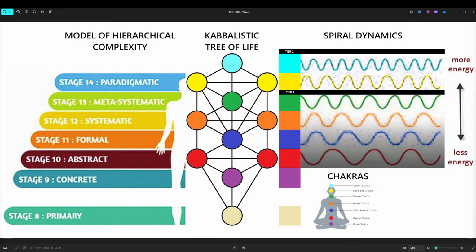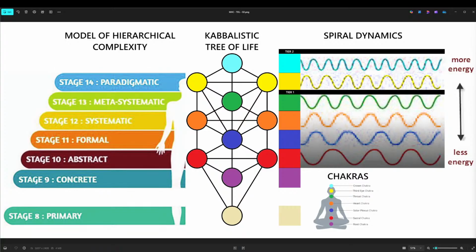But I'm not too familiar with the model of hierarchical complexity. You can look it up on Wikipedia, and it's pretty interesting. It's just another system that corresponds to this, so just to show it's another way of thinking about it.